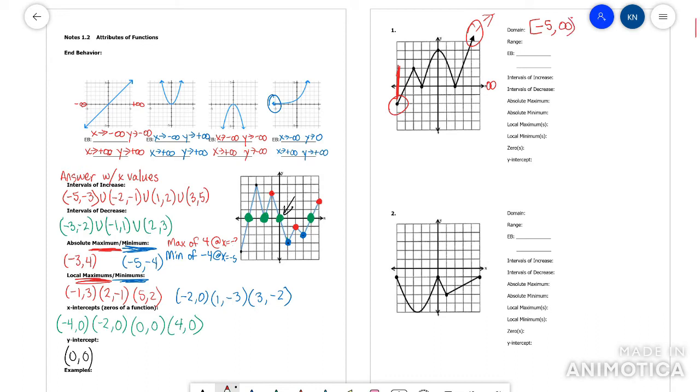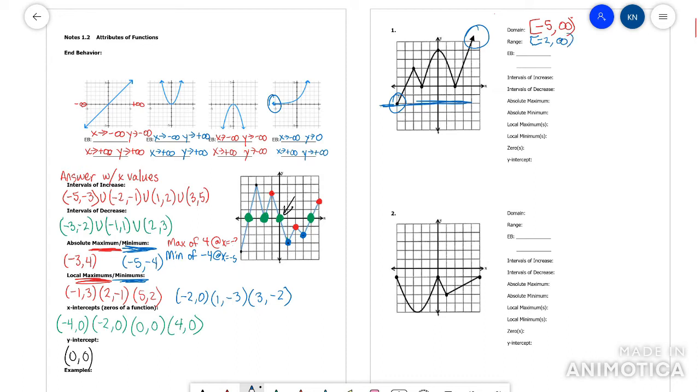Okay, next would be the range. The range is how low it goes, how high it goes. So the lowest it goes would be here, and the highest it goes, it has an arrow. So when I answer range, the lowest is -2, and it's a closed circle, so I'm going to use a bracket. The highest it goes is infinity, and I use a parentheses there.